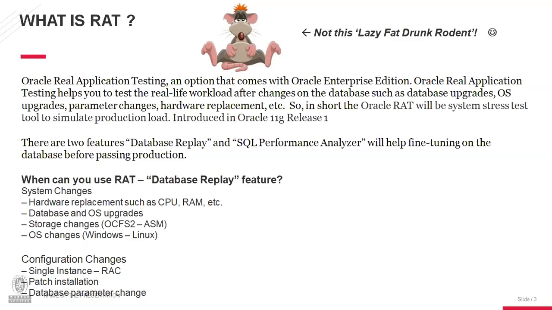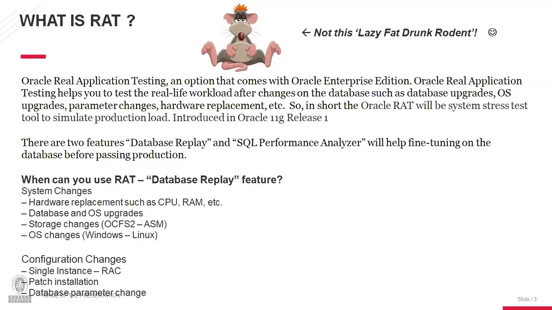So when can you use RAT, the Database Replay feature? The first is when you are doing any kind of system change, like a hardware replacement such as CPU or RAM, or modifying your system configuration. Earlier you had 16 GB of RAM, now you're making it 32 or 64. Otherwise, one day you observe we have plenty of memory and no memory-intensive SQLs running, so why not reduce it? We have 32 GB of RAM, now let's make it only 16 GB. But how will it impact your system? You'll be able to gauge that using this kind of tool.